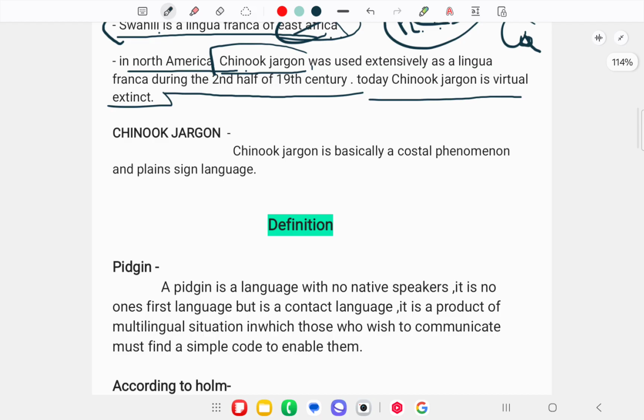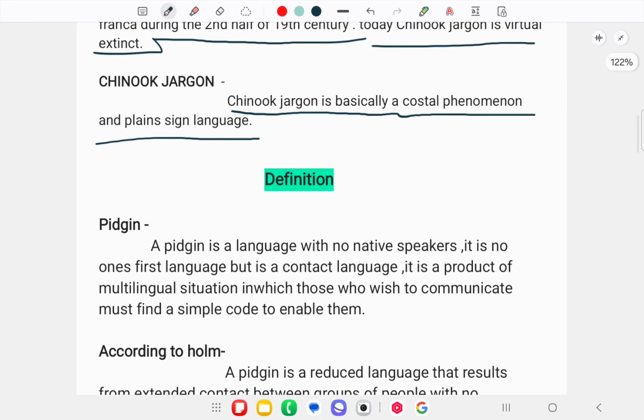So we talk about the Chinook jargon. Chinook jargon is basically a coastal phenomenon and plain sign language, meaning this was the language used on the coasts. Next, we talk about the definitions of the pidgin. A pidgin is a language with no native speakers, meaning a language that does not belong to your mother tongue.